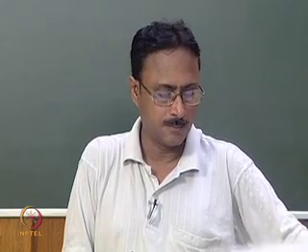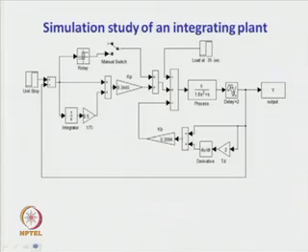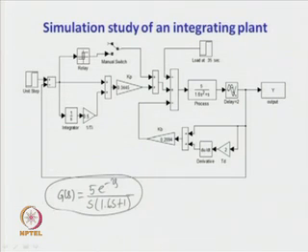Now, let us go to the simulation study of another plant. This time we have got an integrating plant. The same integrating plant G(s) which is given as 5 e to the power minus 2s upon s times (1.6s plus 1). So, we have got a second order integrating plant with dead time of 2 seconds and time constant of 1.6 seconds.